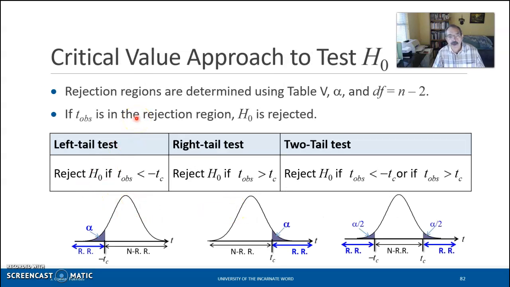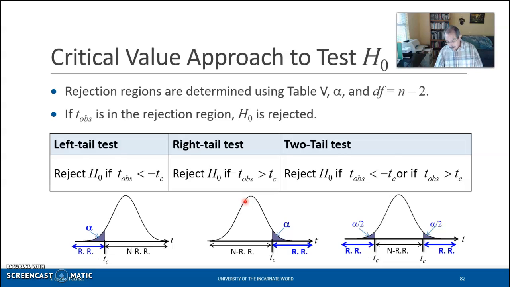All right, so if you decide to use a critical value approach to test a null hypothesis, you will find the critical values to define the rejection regions from table 5, using alpha or alpha over 2, depending on which test you have, and the degrees of freedom of n minus 2. And the same rule applies. If the t observed is in the rejection region, the null hypothesis is rejected. And here I'm showing you the rejection regions for all 3 cases. This is the same diagram that we had in module 10 and in module 9.